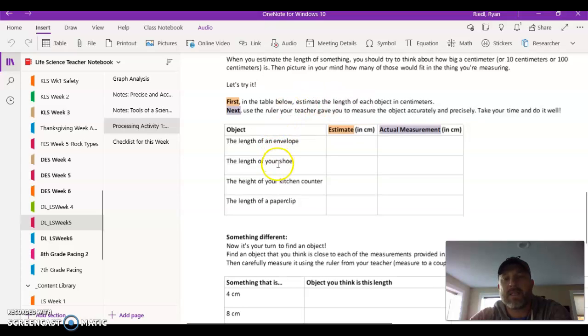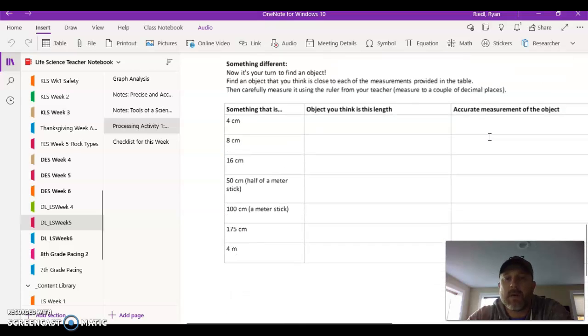Okay, so you're going to find these things around your house, and you're going to take an estimate. How long do you think it is in centimeters? Guys, I don't care if you're way, way off. Man, we don't deal with centimeters much, so your estimate I'm not really worried about. You just put how long do you think it is in centimeters? Okay, take a look at your ruler, take a look at whatever you're measuring, and then give me the actual measurement as well. Okay? Really can't get this wrong.